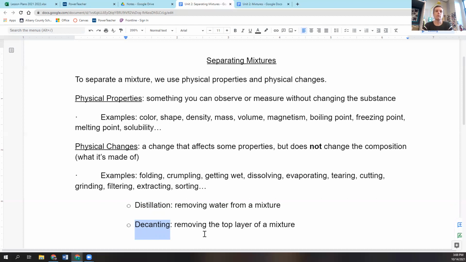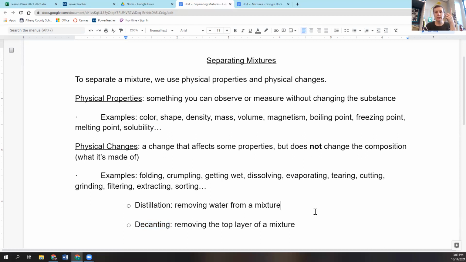For chemistry purposes, sometimes you'll have, again, an oil and water mixture, and you want to separate that. To pour that water or that oil off the top of the mixture would be decanting. So those kinds of separations where you're taking the top layer of a mixture are called decanting. And these two words are going to come up over and over and over in our labs, our activities, and on your tests when we get to our Unit 2 assessment.